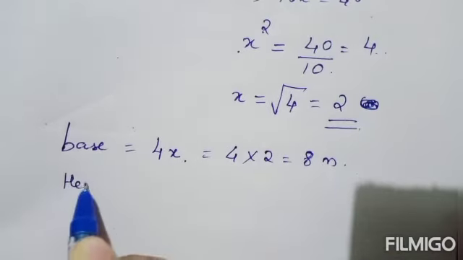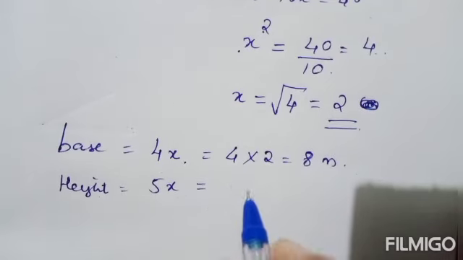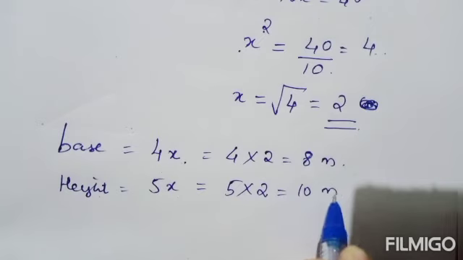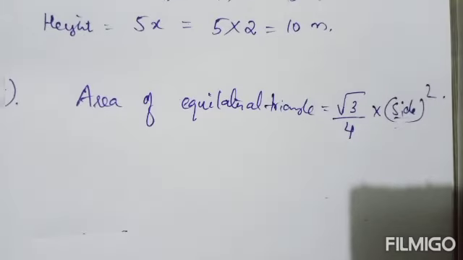Now next, height. Height equal to, we take it as 5x. So 5 into the x value 2. 5 into 2, it is 10 meter. So base is 8 meter and height is 10 meter. These are the answers. Next, the sixth question you can do as homework.